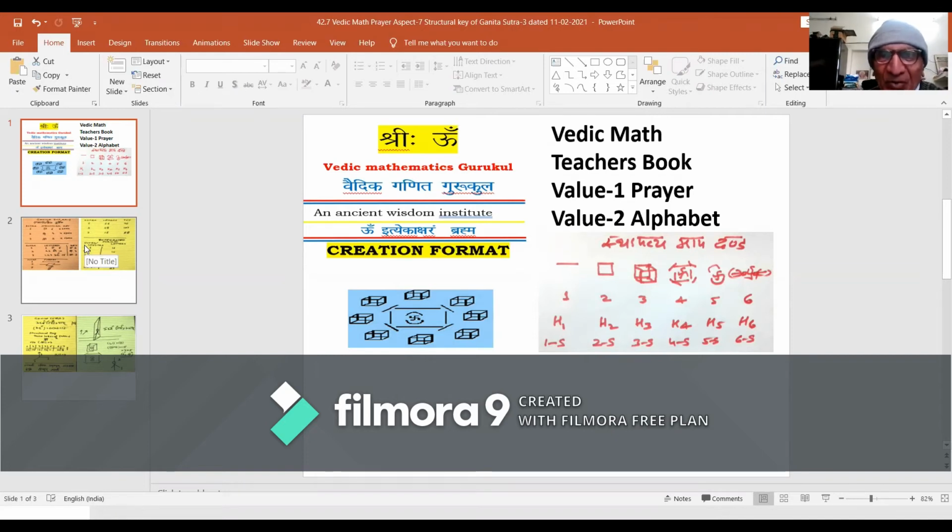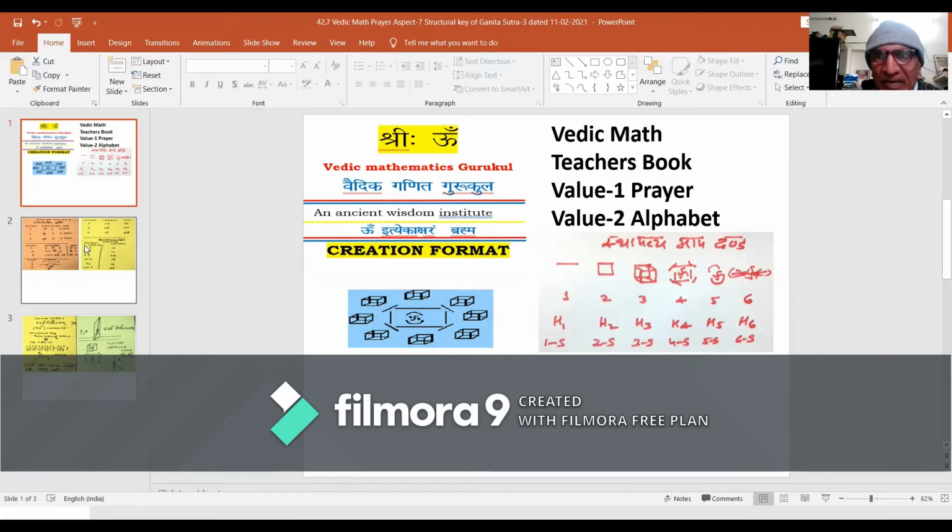Welcome. We are visiting Vedic Math Teachers Book Values. Vedic Math Teachers Book Values has a specific section on the structural values of the Ganita Sutras.